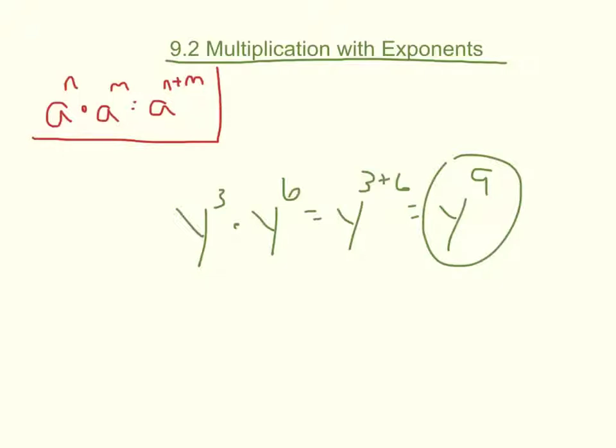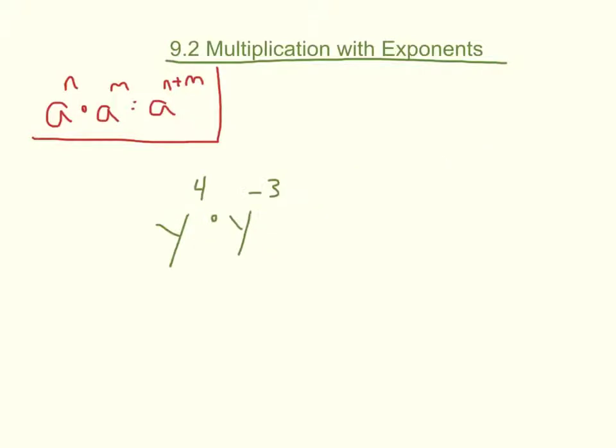Now, the same thing works if I have a negative exponent too. So here I have y to the 4th times y to the negative 3rd. Well, the important thing is the bases are the same, so I write the base out. Let's write this out longhand. I just add the exponents, so it's 4 plus negative 3, which is just 1. And if you got this far, I'd be pretty happy.